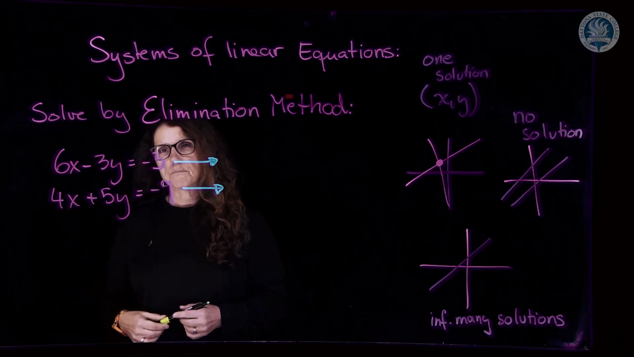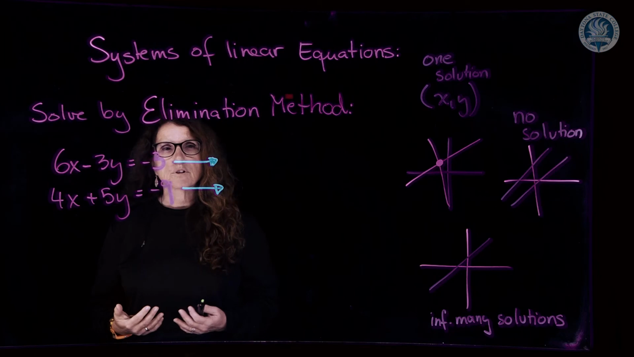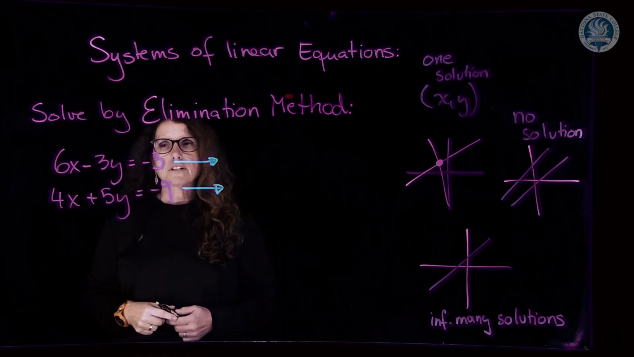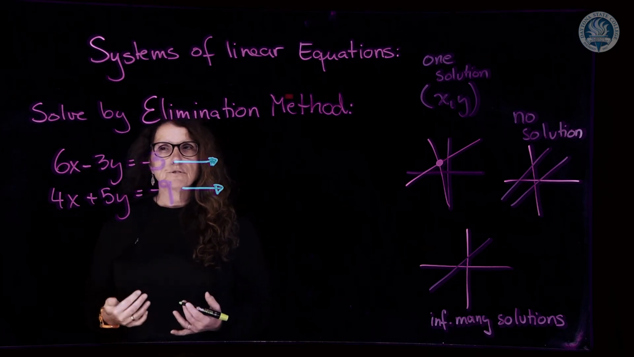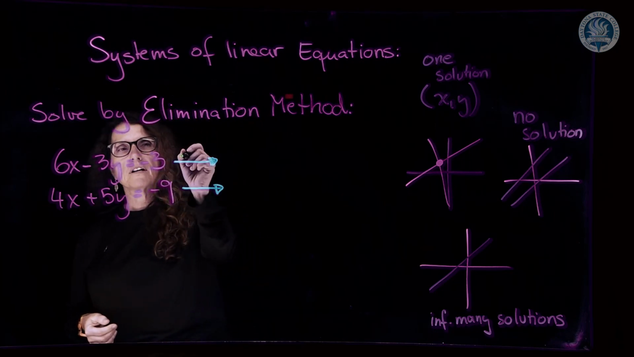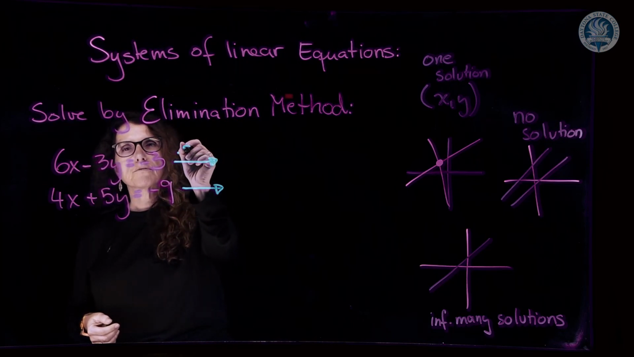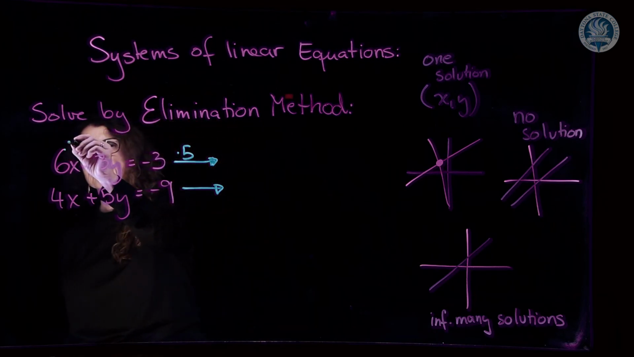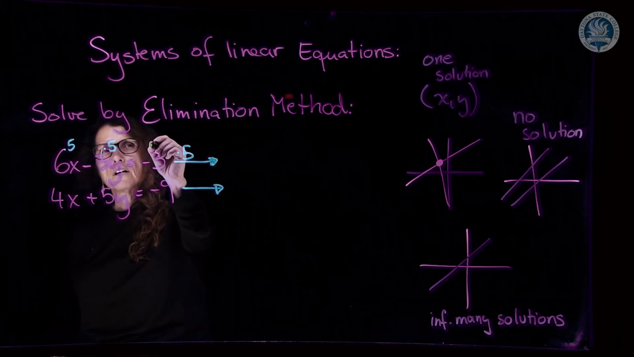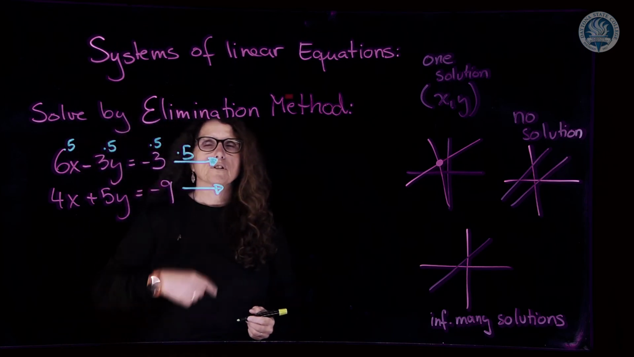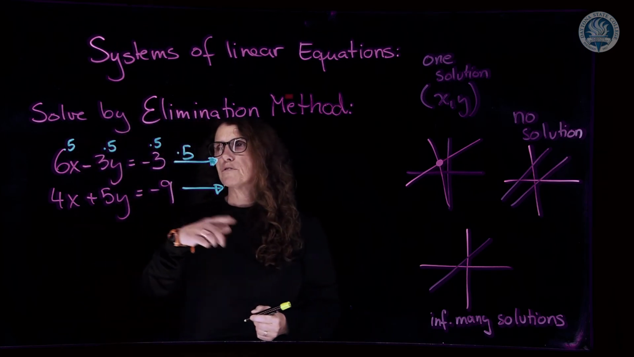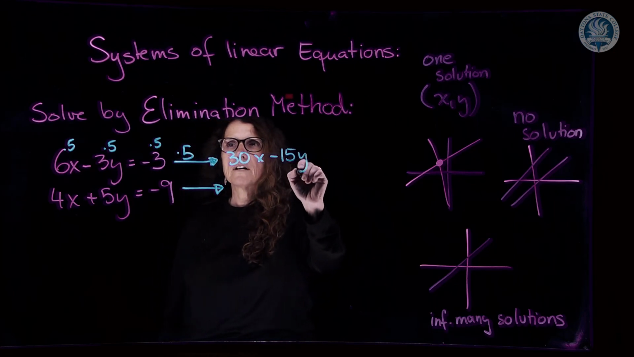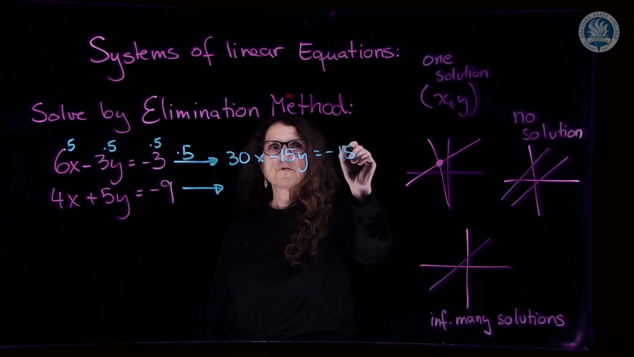What is the least common denominator of 3 and 5? That would be 15. For the first equation, I already have a 3, so to get to 15, I need to multiply every single term in the first equation by 5. I usually put a little arrow there and write times 5, but sometimes I write it like this as well, so we don't forget the number on the right-hand side. Multiplying everything by 5 gives 30x minus 15y equals negative 15.